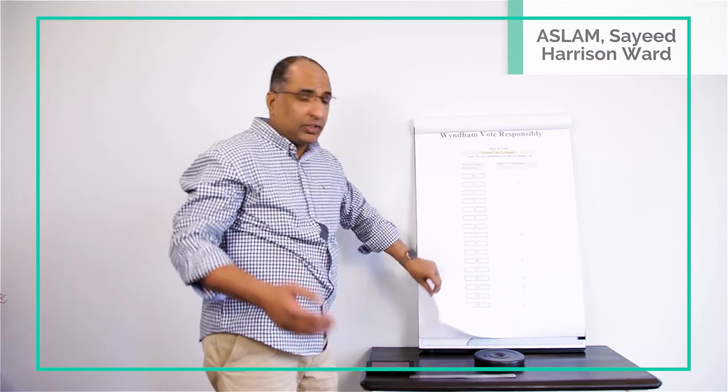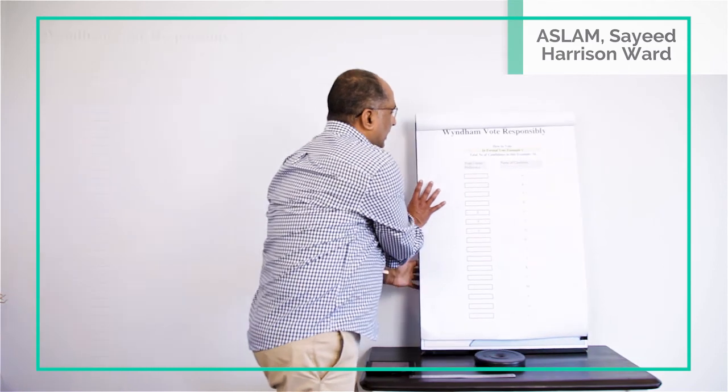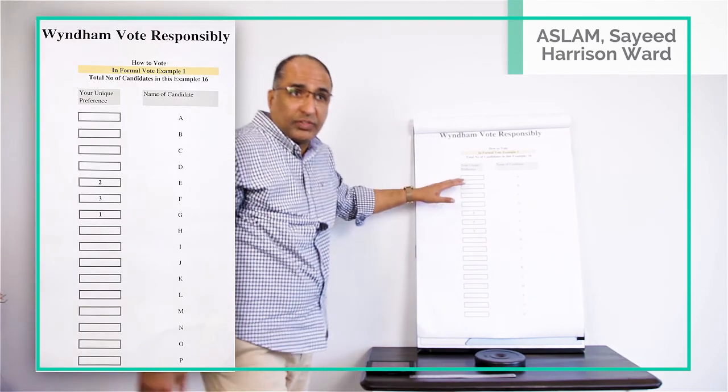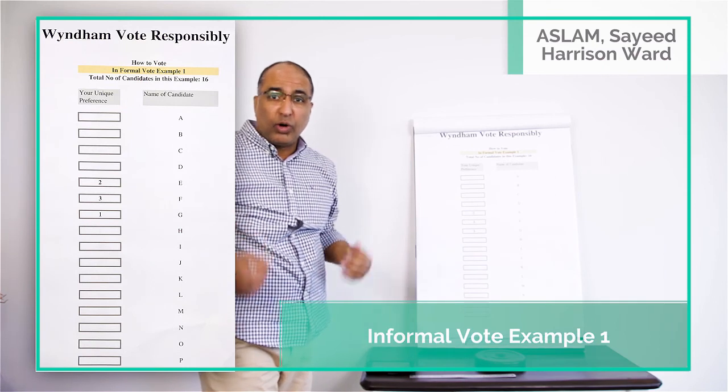Just to clarify, I've also given you examples of informal votes. Now I've taken the same set of 16 candidates, and I've tried to explain what an informal vote is.